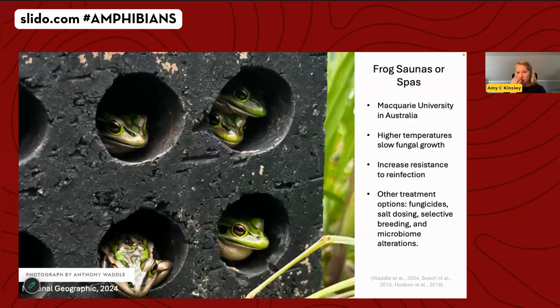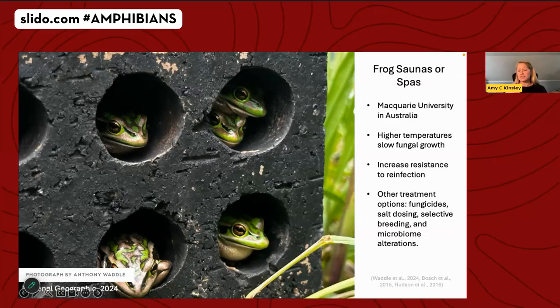Once amphibian populations in the wild become infected with chytrid fungi, large-scale treatment is really challenging and has to date not really been effective. Because of that, prevention and early detection are critical. What I'm showing here is what researchers in Australia have been exploring. They've done some creative work with mitigation strategies that they call frog saunas or frog spas, which are small shelters that allow the frogs to go in and warm themselves. The higher temperature can limit the growth of the fungus and allows the animals to recover.